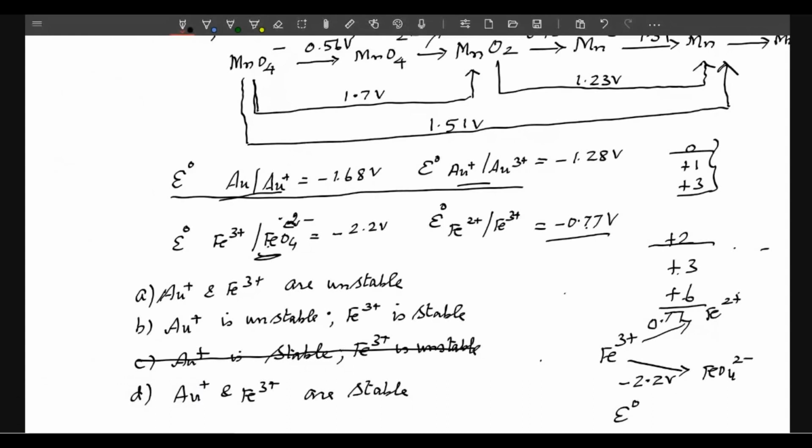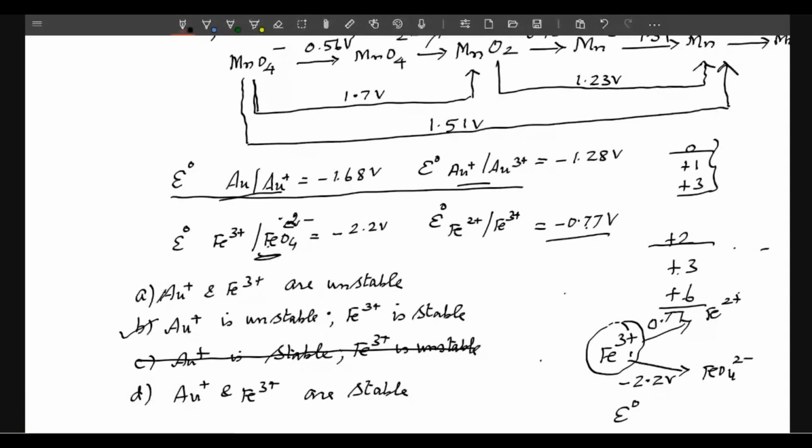Epsilon value negative. Epsilon value negative means that reaction would not be taking place. Therefore, that means iron 3+ is stable with respect to disproportionation. Therefore, iron 3+ is stable, whereas Au+ is unstable. Therefore, which answer is the correct answer? Option B, sir. Option B is the correct answer. In this way, we are doing this.